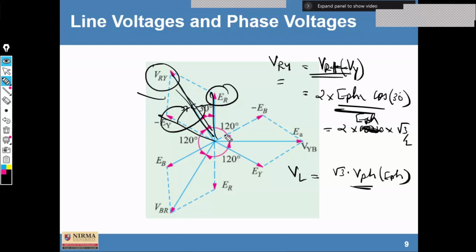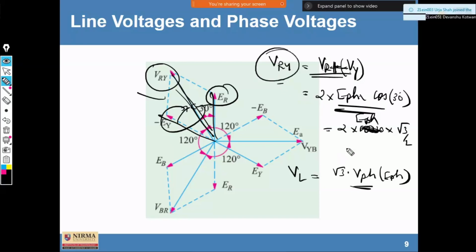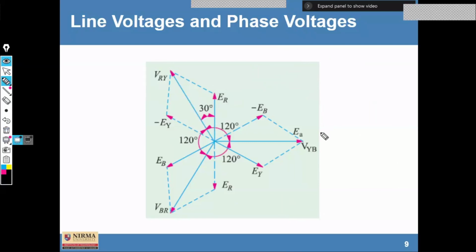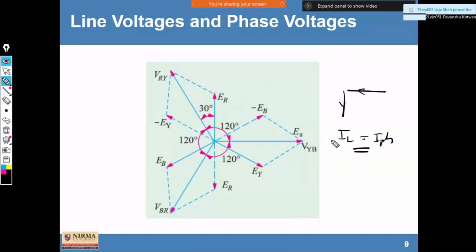Okay, fine. So this way we can derive the line voltage as well as the phase voltage equation. VL is equal to root 3 times VPH, where VPH is the phase voltage and VL is the line voltage. Similarly, we can derive the equation of current, but in star connection the same current is flowing, so there is no need to write any equation for current. We know that IL is equal to IPH for star connection.